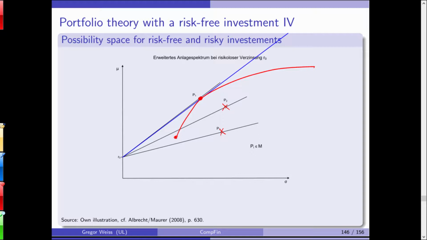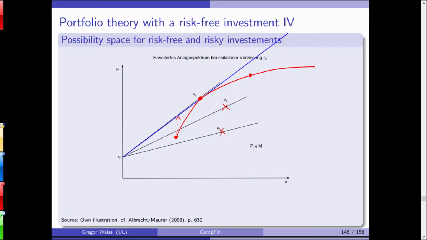Because why? For example, if you were to take the minimum variance portfolio, why should I use the minimum variance portfolio with 100%? I can simply buy portfolio P with just 80% and invest the remaining 20% into the risk-free asset. So the minimum variance portfolio is dominated by a combination of risk-free asset and P1.